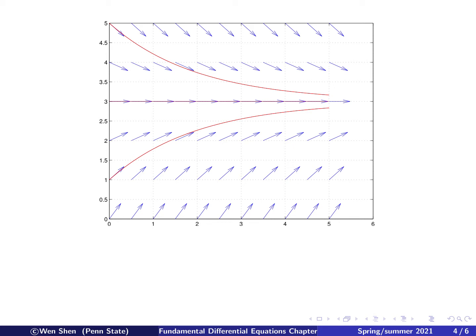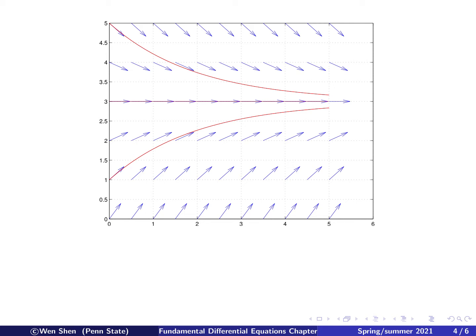And you can argue that this kind of behavior is not only available for y equals 5. It would be the same also for y equals 4. Here you would come down, and then you would get flatter and flatter, and then asymptotically approach y equals 3 without crossing it. So you can conclude from this discussion that if y0 is bigger than 3, then as t grows, the solution becomes smaller and smaller, and then asymptotically approaches 3.